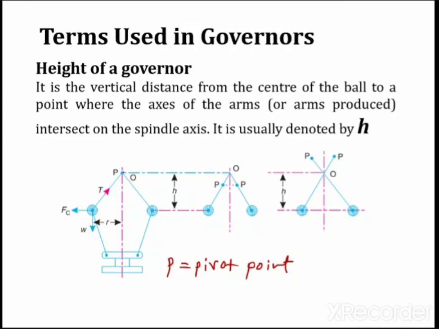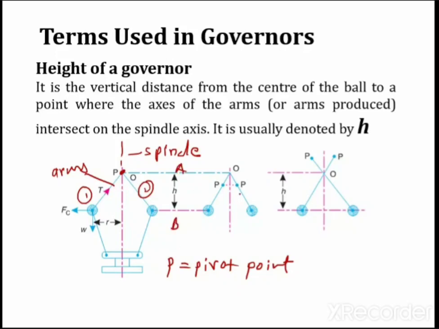So now this pivot point is lying on the spindle axis. This is nothing but the spindle axis. So the pivot point is lying on the spindle axis. At the pivot, the axes of the arms intersect. So the two arms intersect at the pivot point. What I mean to say is that the intersection point of arm number 2 and arm number 1 is the same as P. So the distance between point A and B is nothing but H.